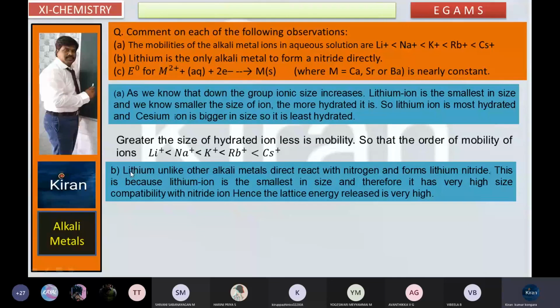Answer: lithium, unlike other alkali metals, directly reacts with nitrogen and forms lithium nitride. This is because lithium is smallest in size and therefore has high size compatibility with the nitride ion. Hence, the lattice energy released is very high. Because of its smaller size, it readily reacts with nitrogen and forms the nitride ion. At this time, a lot of heat energy is released. The heat energy is known as lattice energy.